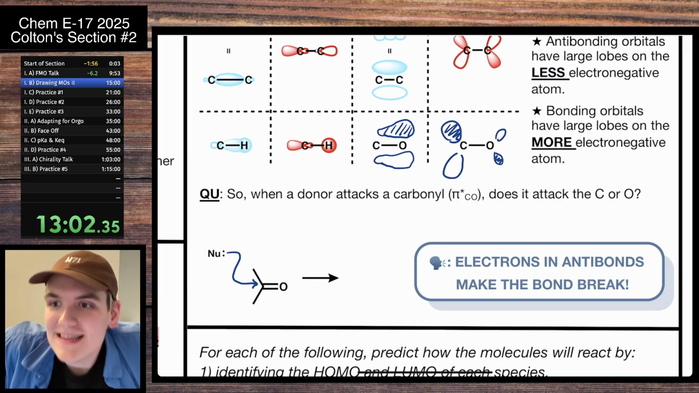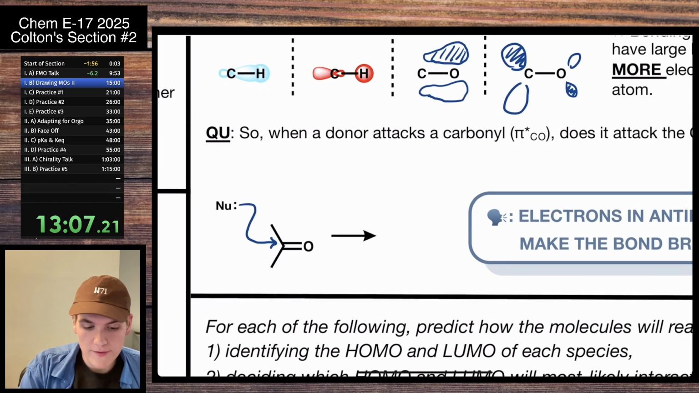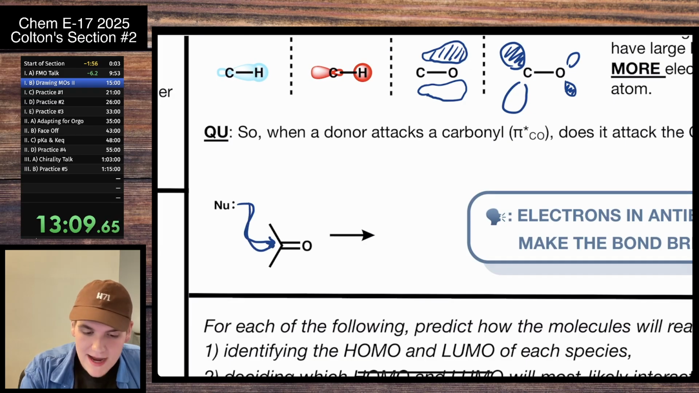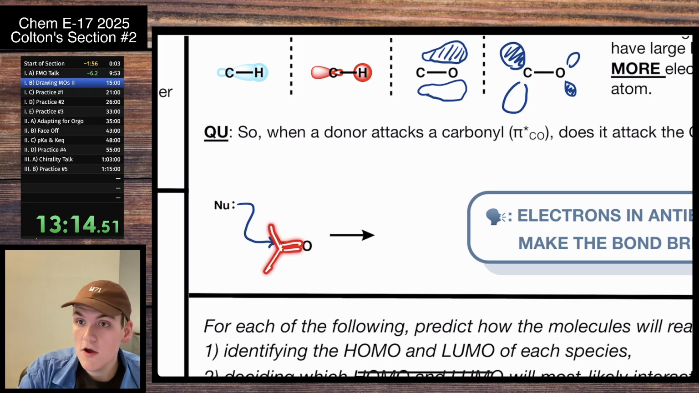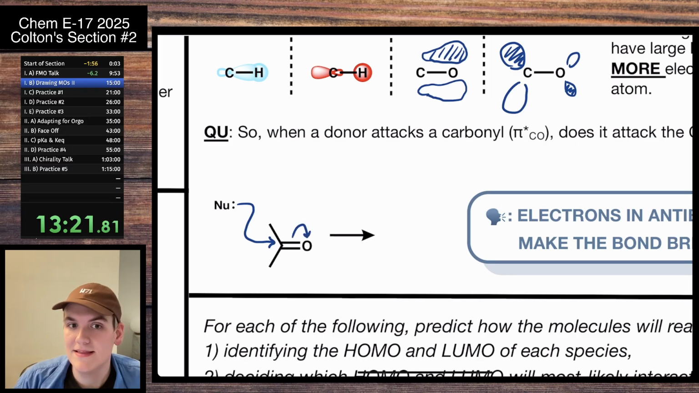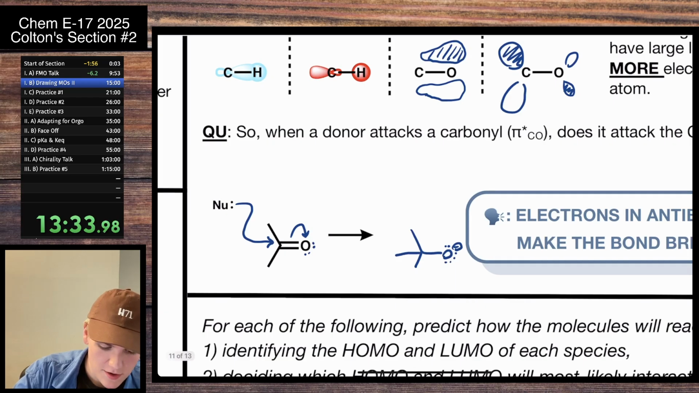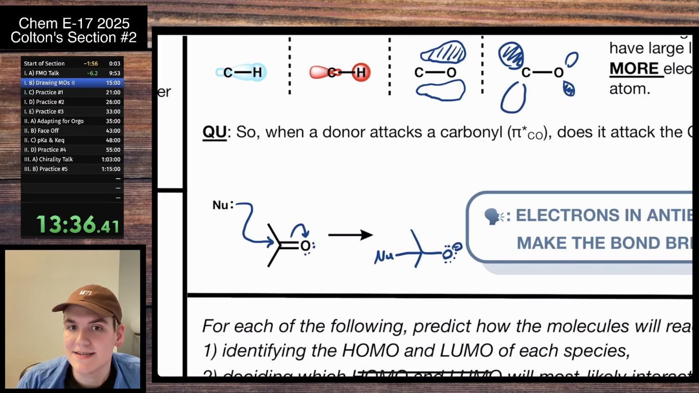Because look, if we are attacking this carbon and trying to make a new bond here, this carbon already has 4 bonds. So we are going to have to break a bond in order to form this new bond. So we are attacking the pi star CO, we break that bond, and the electrons go over to the oxygen. This oxygen originally had 2 lone pairs, now it has 3, so it has a negative charge. And then we've made a new bond to our nucleophile that attacked.